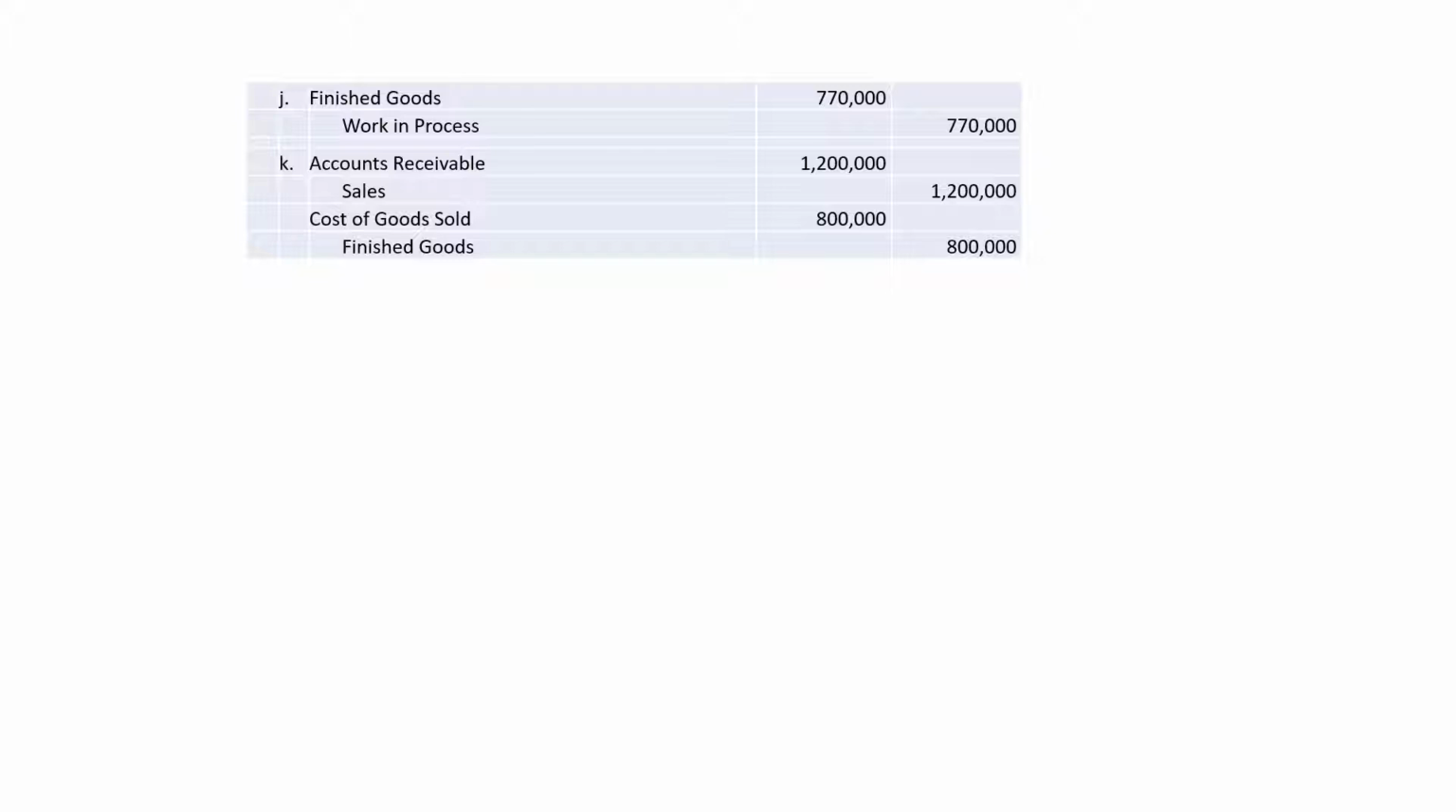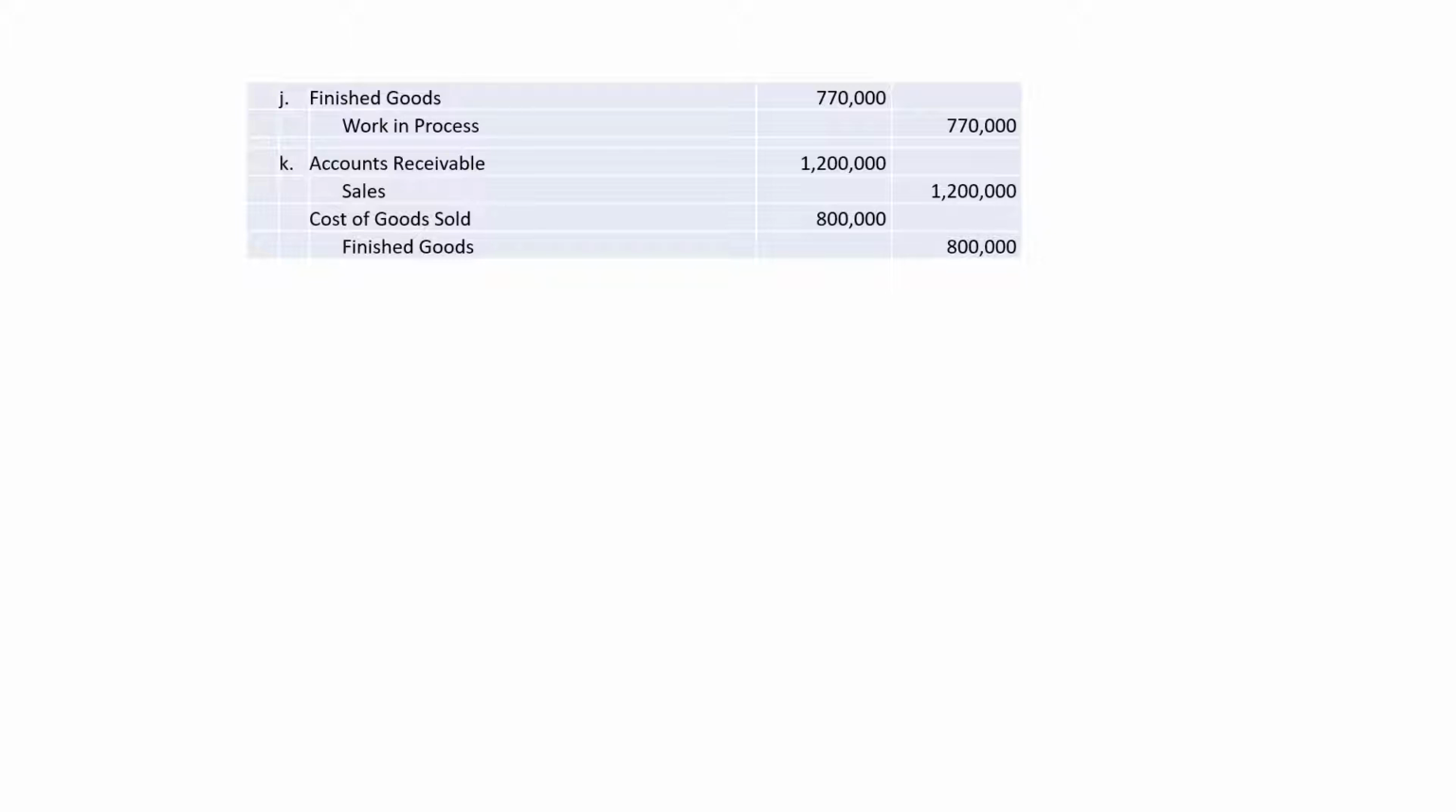And finally in K, sales for the year, all on account, totaled $1,200,000. So in the first part of our journal entry, we'll debit accounts receivable and credit sales for $1.2 million. These goods that were sold cost $800,000 according to their job cost sheets. So we debit the expense account cost of goods sold for the cost of the goods that were sold and decrease the finished goods inventory account because they're sold for the $800,000.